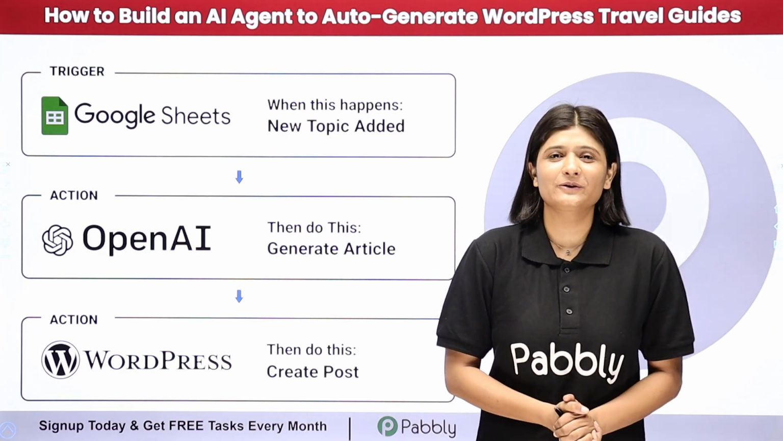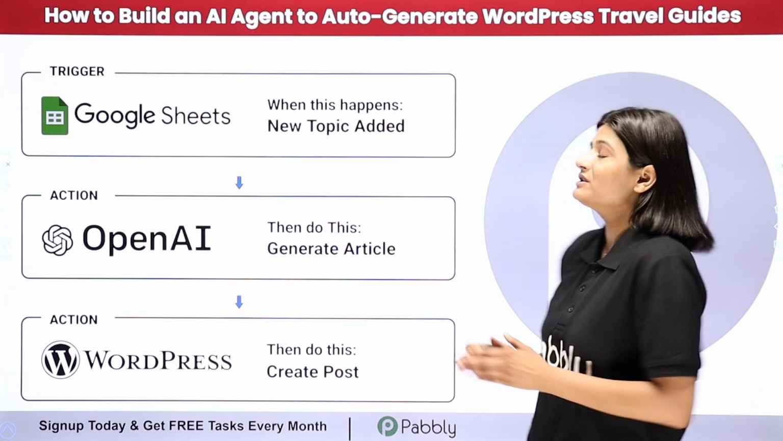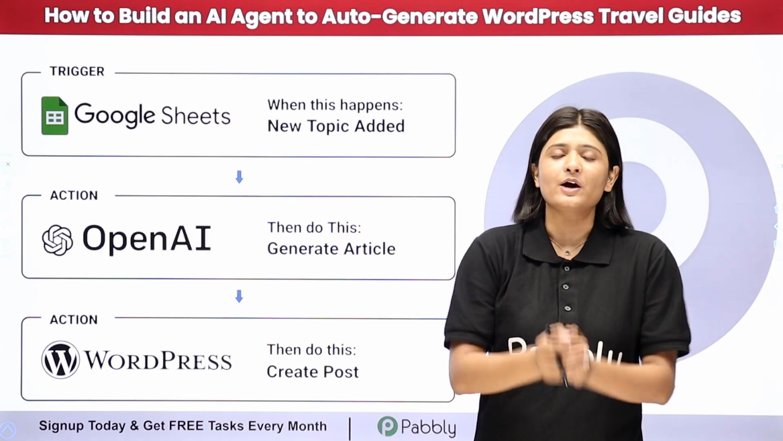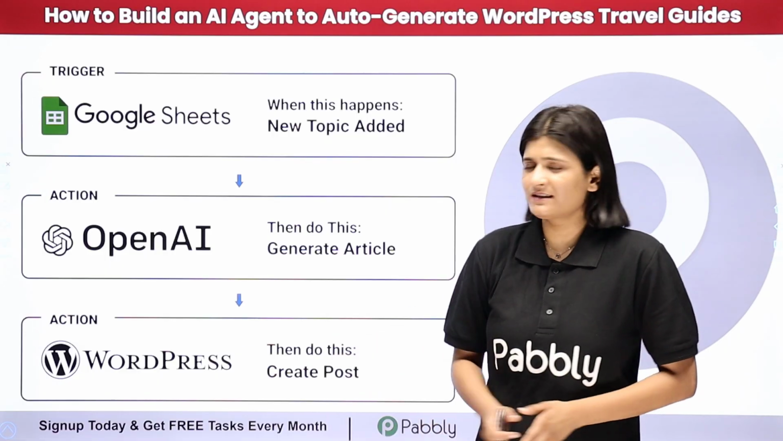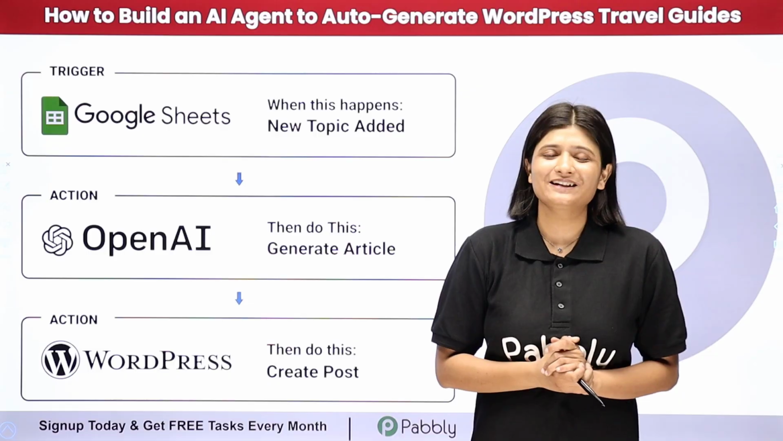In this video, we are going to learn how to build an AI agent to auto-generate WordPress travel guides. So let's suppose I'm a travel blogger and I want to increase my online presence. For that, I regularly want to post on WordPress. Now doing this manually is a very time-consuming task, so I'm completely going to automate this process.